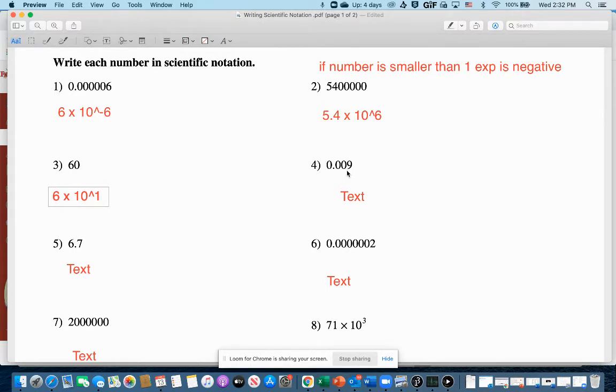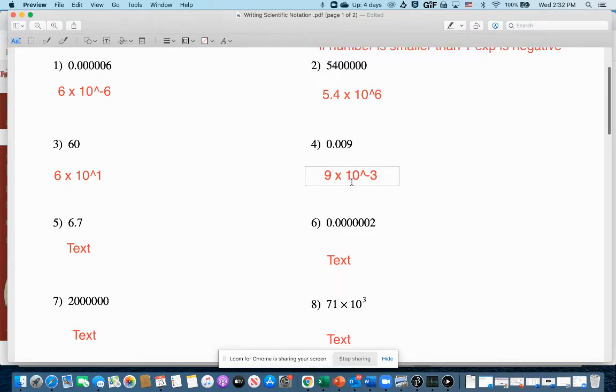This one, my first non-zero number is 9 right here, so I'm going to put 9 times 10 to the power of, and I need that decimal to be behind my 9. So I'm going to move it 1, 2. 2 gets me to the 9, but I need 1 more to get behind the 9, so that's going to be to the negative 3 right there.